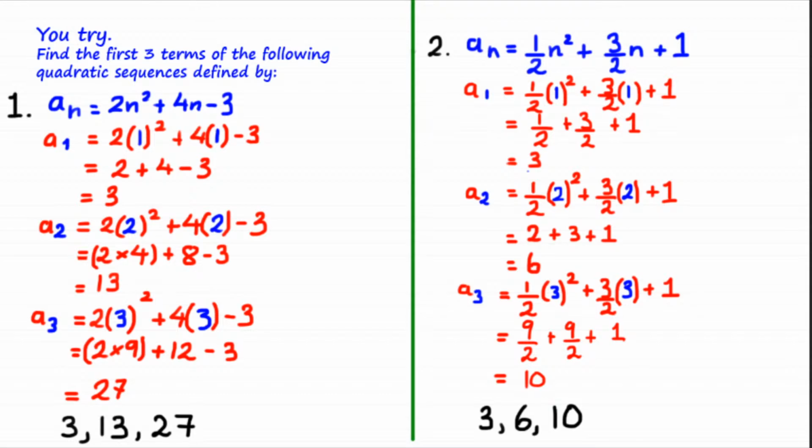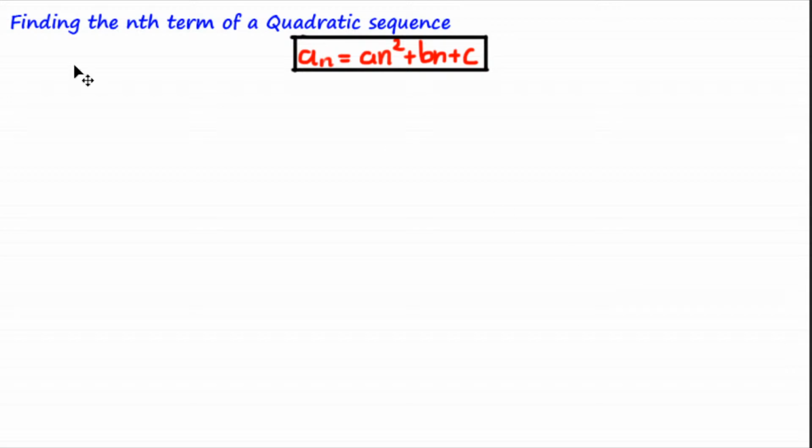Okay. All right. So let's look at nth terms. Finding the nth term of a quadratic sequence. We can find the nth term of a quadratic sequence using a special method. This is the general formula for the nth term, as you would have seen before. It's got a squared term, and it's of the form an squared plus bn plus c, where a, b, and c are constant terms.